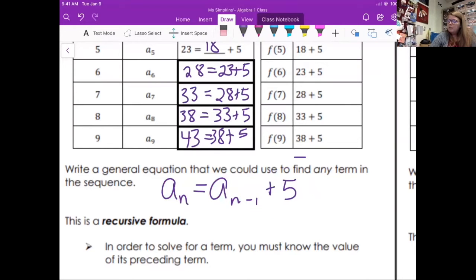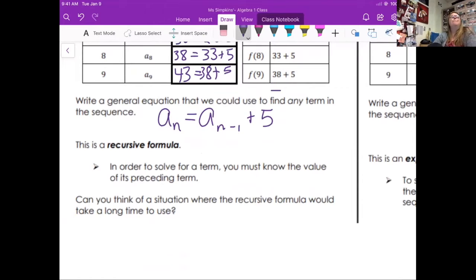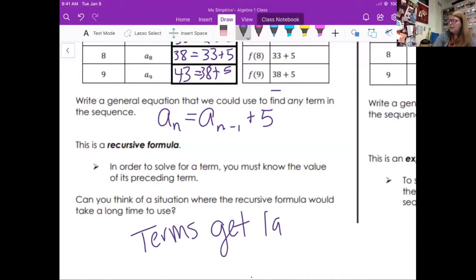So when would this process take a long time? Getting to the 9th term wasn't that bad. But 50, 1,000, 1,000,000 would take a long time. You want to sit there and add 5 a million times? No, me either. So when the terms get larger, this process would take a very long time. The recursive formula is only useful when we're talking about a small number of terms, like 9, 10, 11. But when we start getting into the 50s, 100s, 500s, there's a separate way to figure this out.